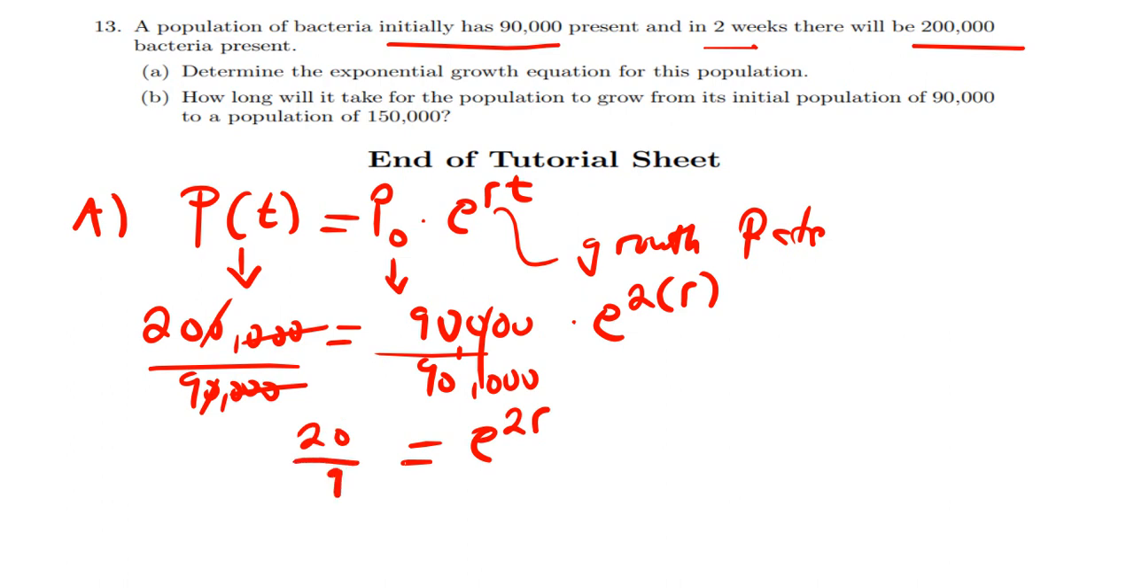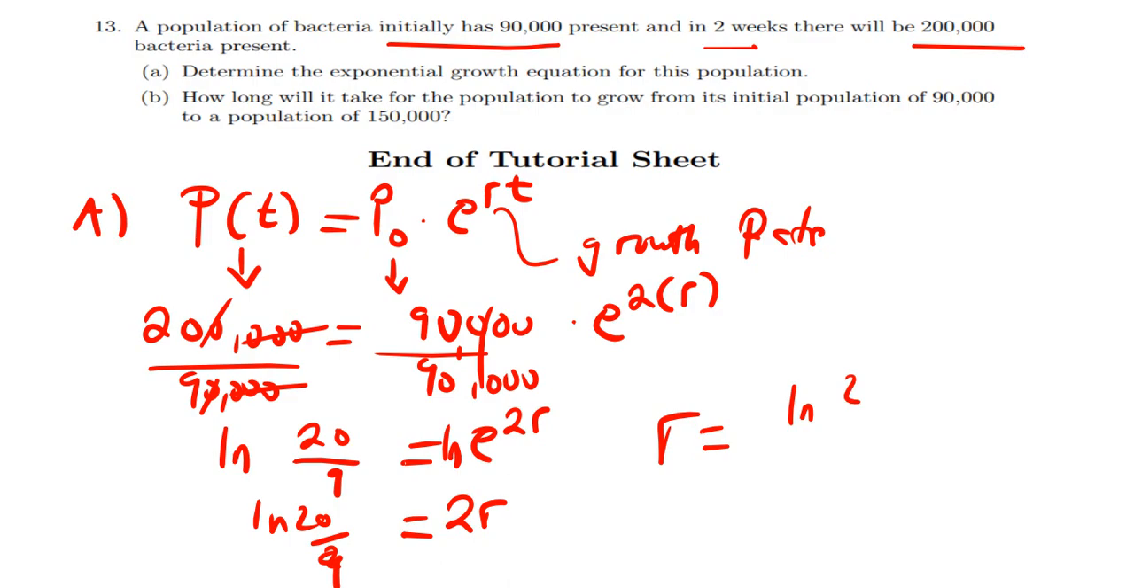For me now to find the value of r, I can introduce natural log on both sides, right? If I introduce natural log here and natural log there, what do I have? On this other side I'm just going to have 2r, and this side, the natural log of 20 over 9. So now for me to find the value of r, I'm just going to divide by 2 on both sides. Therefore r will be natural log of 20 over 9 divided by 2. So this will be your answer, and that is the value of r.